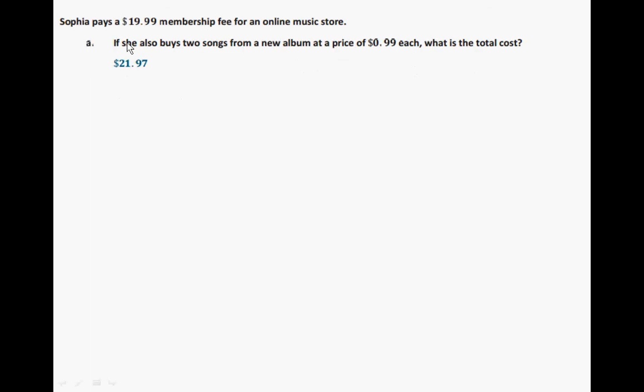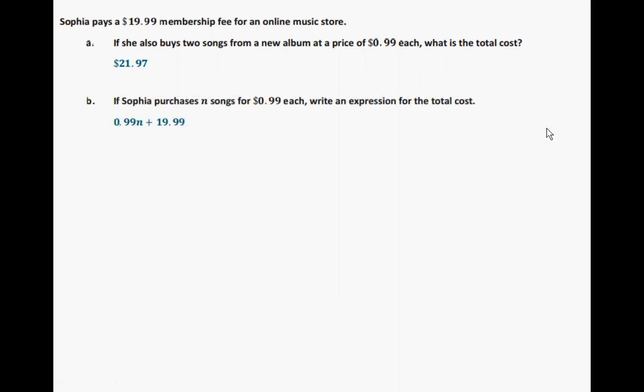So if Sophia pays $19.99 membership fees for an online music store, she also buys 2 songs from an album at a price of 99 cents each, what is her total cost? Well, if you did 2 times 99 plus $19.99, you should have $21.97.